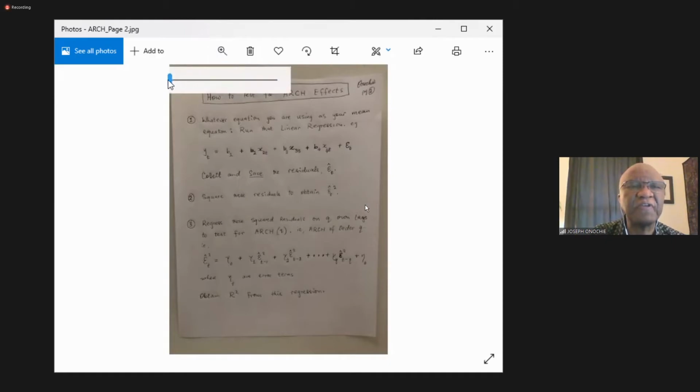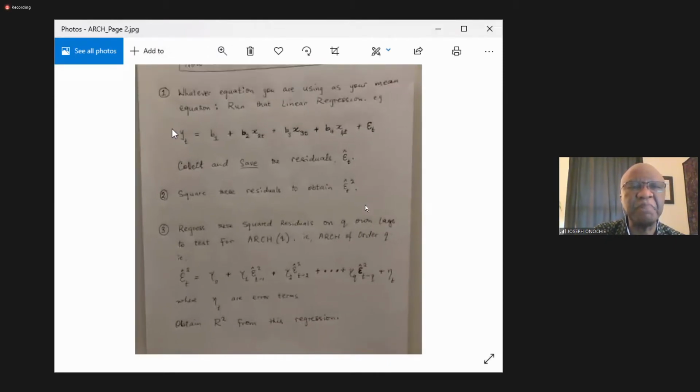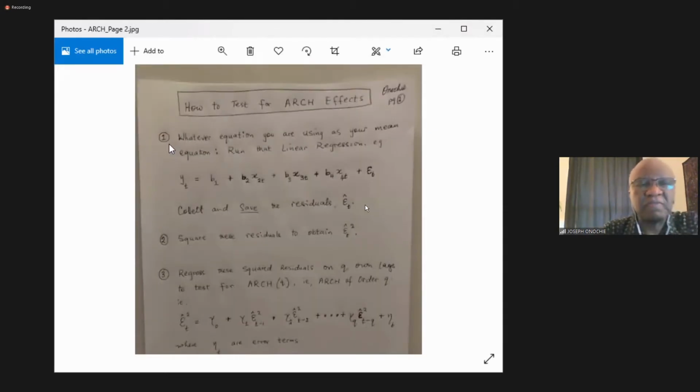So this is how we test for ARCH effects. First, I specify a mean model. Step 1: whatever your mean equation is, it could be the simple market model that I used in my Excel spreadsheet, or an autoregressive model, a moving average, an autoregressive model of order 1 or 2, whatever. Remember, our assumption is usually that the error term is well behaved, white noise with 0 mean and homoscedastic. But when we run that mean equation, we want to test whether the error term is well behaved, in particular whether the variance is constant or not. That is what we mean by testing for ARCH effects.